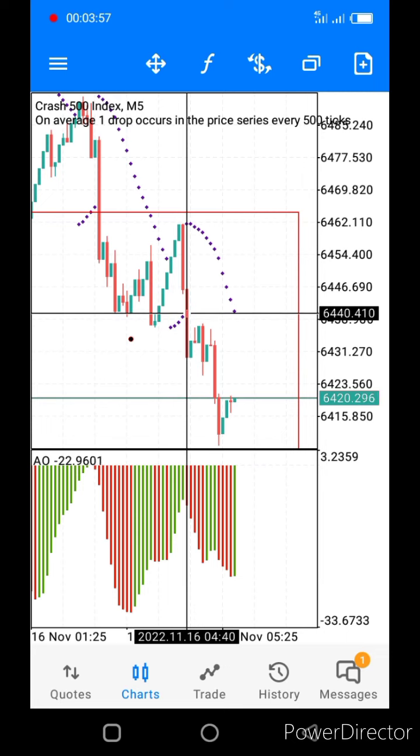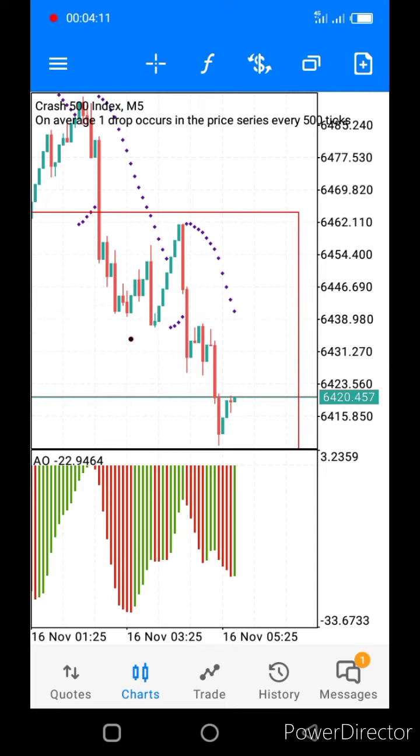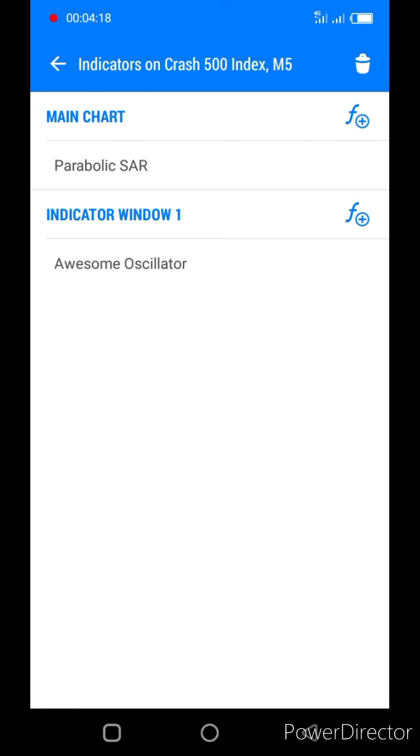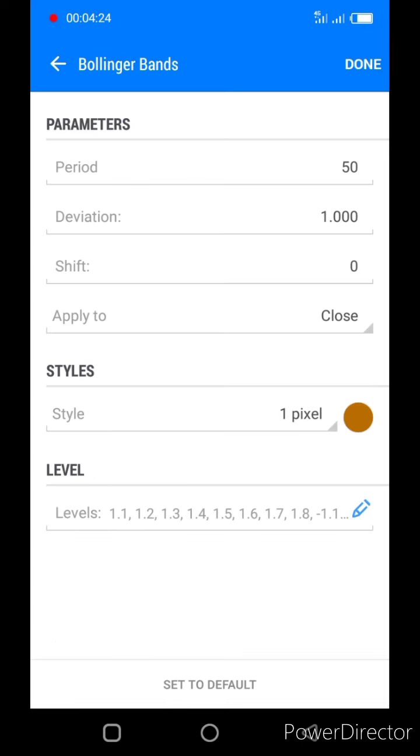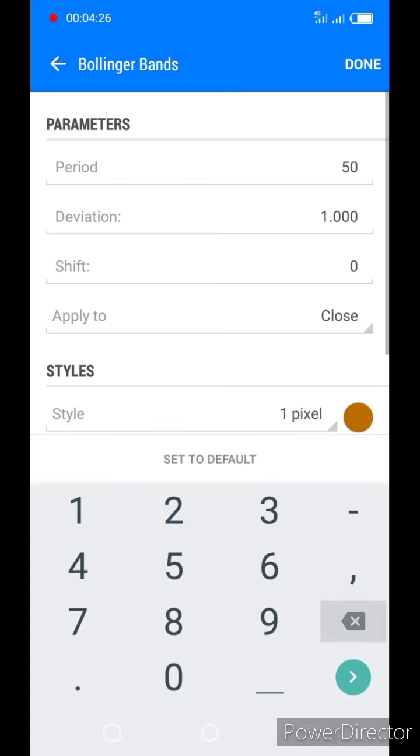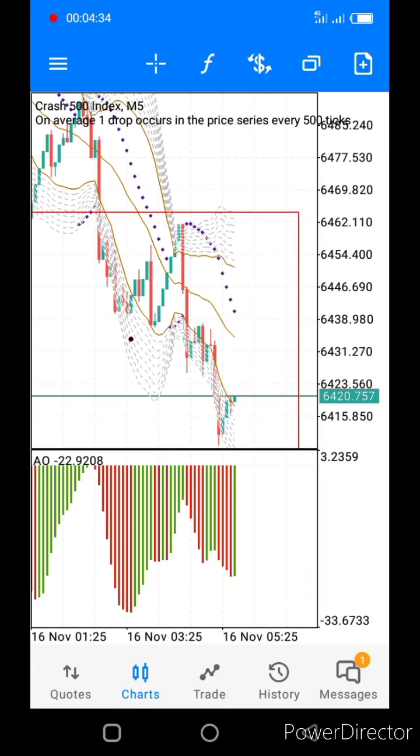How to catch spikes. Although you can use it to trade the trend, people love to trade to catch the spikes on Boom and Crash. So this strategy actually works in catching the spikes. So let us add the Bollinger Band so that we can always know when to exit the market if the market did not go in our direction.